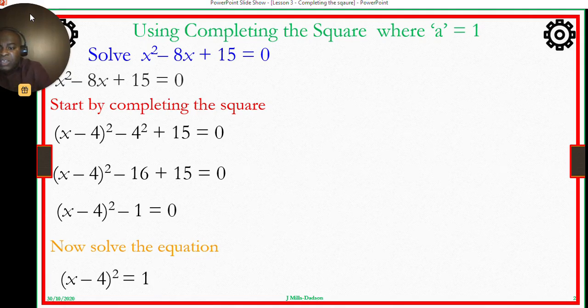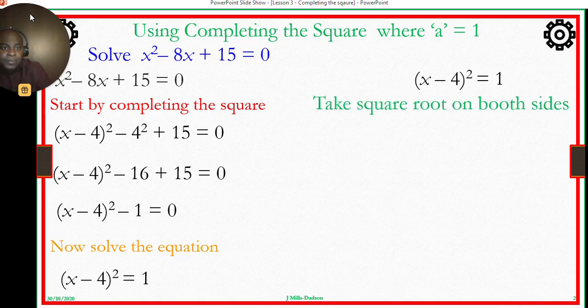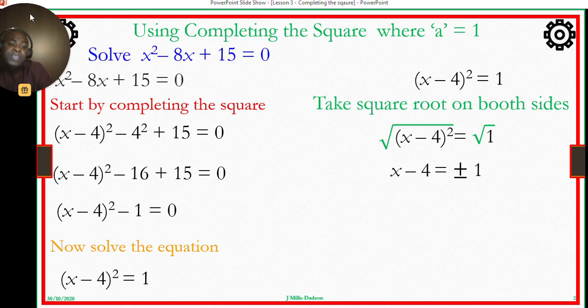So we have x minus 4 all squared equals 1. We need to now find the square root of both sides to cancel off the square. So take the square root of both sides. That gives us x minus 4 equals plus or minus 1. Remember, when you find the square root of a positive number, you have both positive and negative answers.